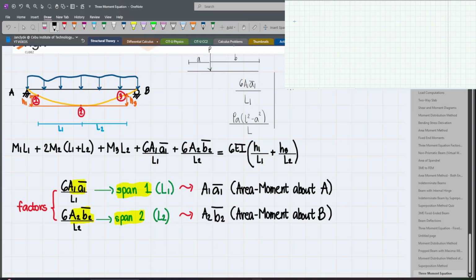Then for 6A2 barred B2 divided by L2, we have the formula PB. Lahat ng A dyan, palitan mo lang ng B. So times L squared minus B squared, then divided by L. Ito yung 3-moment equation factors. Then we can apply integration if the load is uniformly distributed, uniformly decreasing, or uniformly increasing.